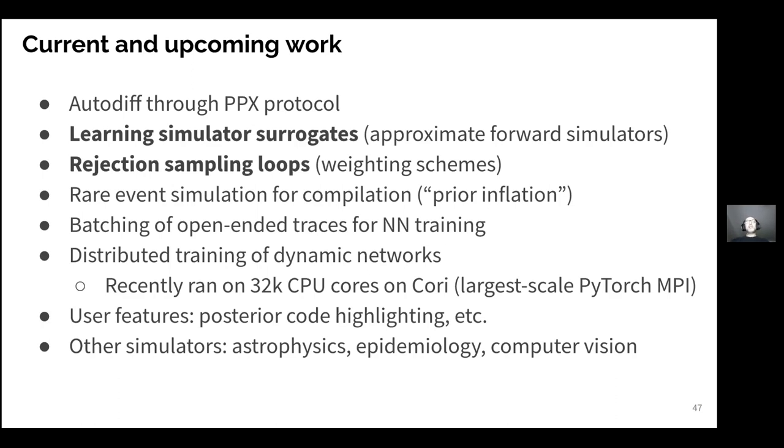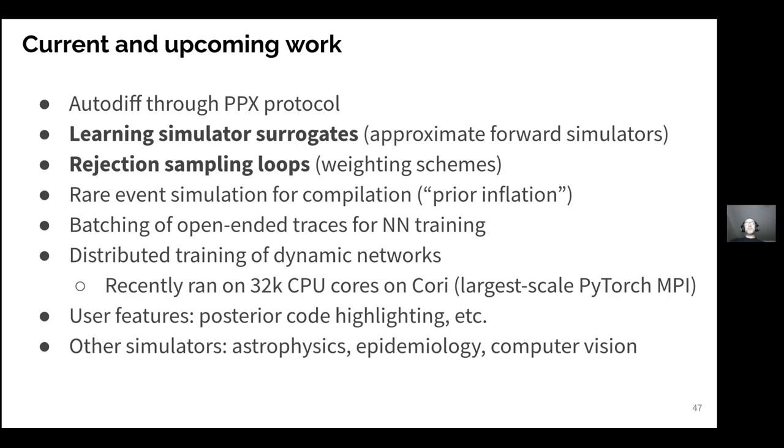There are also distributed training and inference aspects. For example, when we ran this at Lawrence Berkeley Lab, we ran it on a supercomputer called Cori. It was the largest scale PyTorch execution on CPU. That was a bit interesting. So yeah, there are a lot of things. And the other interesting thing is that you can do the same for other domains and other simulations. And this is the last slide.